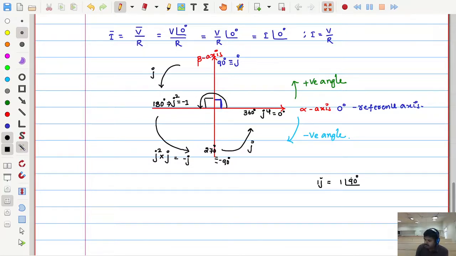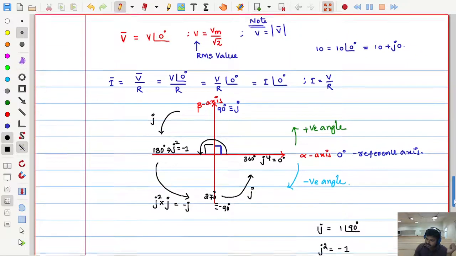So J square is equal to minus 1, J cube is equal to minus J, and so on, J power 4 etc. This is in the counterclockwise direction. If I travel in the clockwise direction, those become minus J, minus J into minus J, like that.